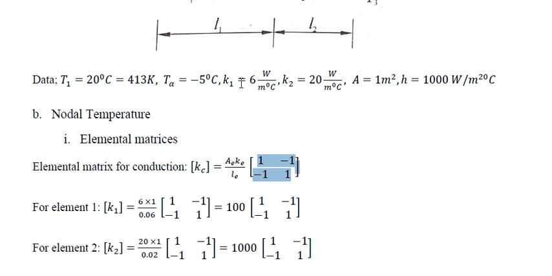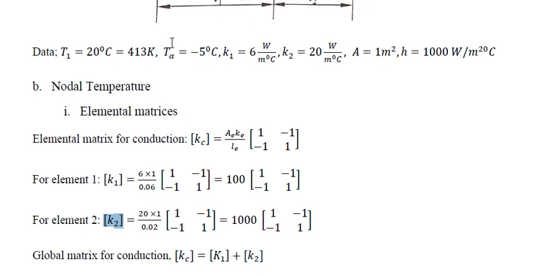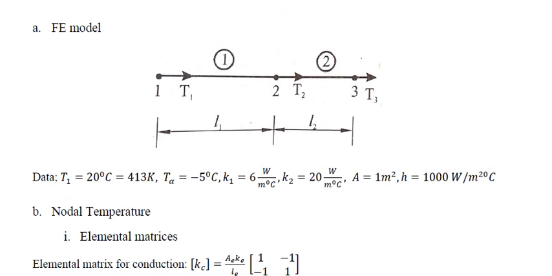We have two elements. That is why the conduction matrix, listen here, will be different for element 1 and will be different for element 2. For element 1 it is A1 K1 by L1 times [1 -1; -1 1]. I will show you.